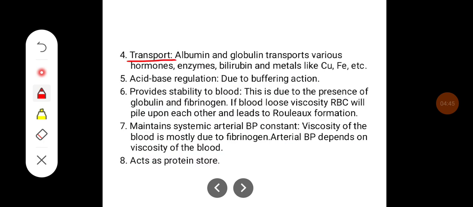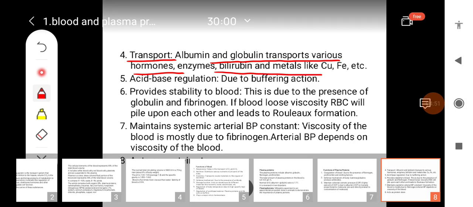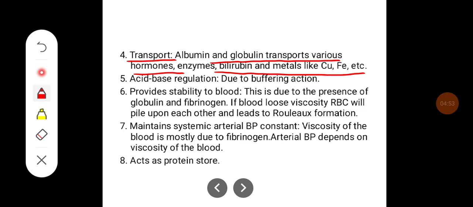It is involved in transport. Albumin and globulin transport various hormones, enzymes, bilirubin, and metals like copper, iron, etc. Plasma proteins are very important for acid-base balance or regulation because of their buffering action. It provides stability to the blood. This is due to the presence of globulin and fibrinogen.